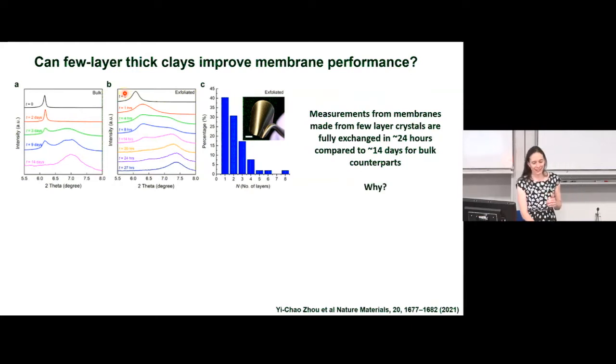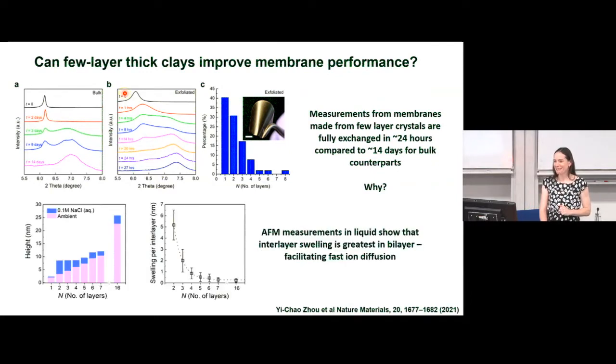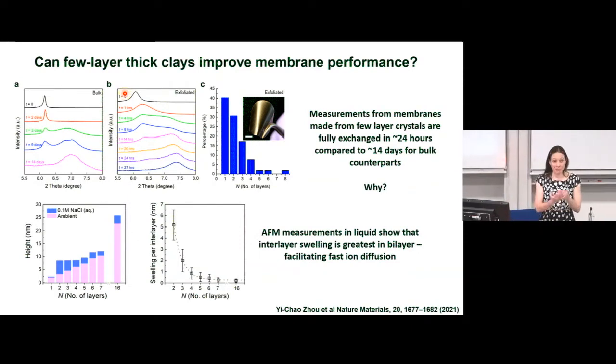So the referees said why? And we thought that was a good question. We should have thought about that earlier. And so we were suggested to do some atomic force microscopy. So we went into the lab and did some atomic force microscopy in liquids. And even that is actually pretty challenging.